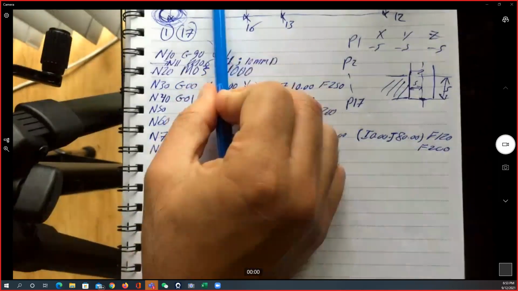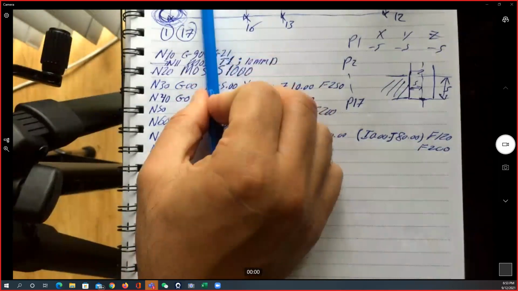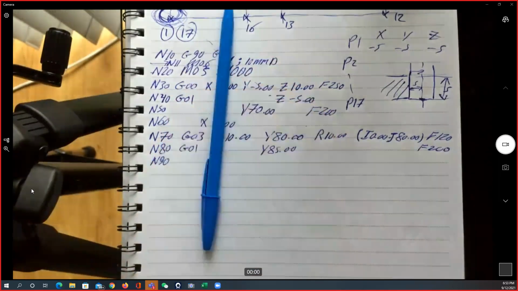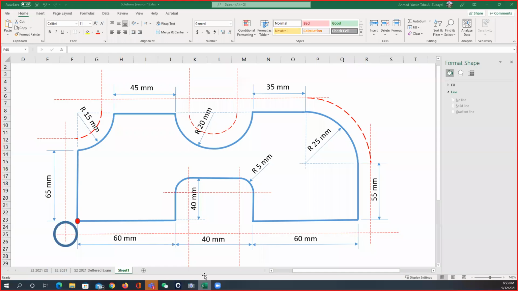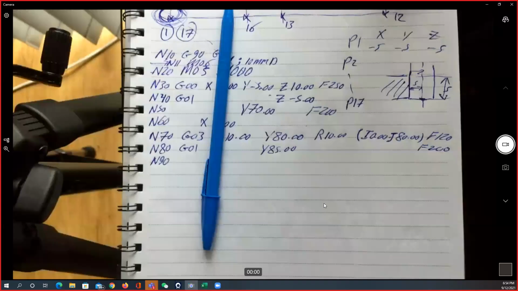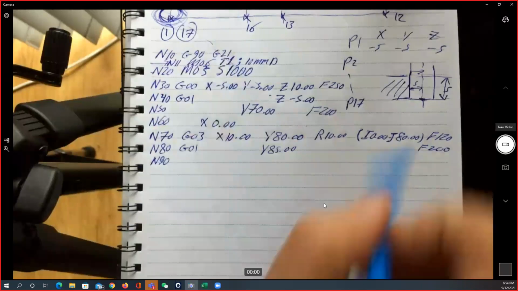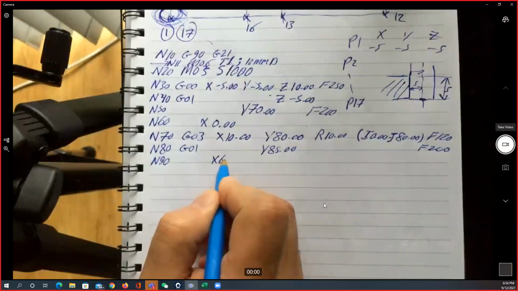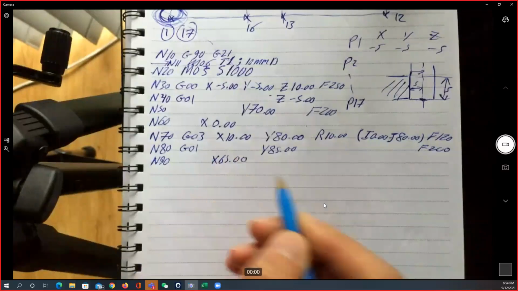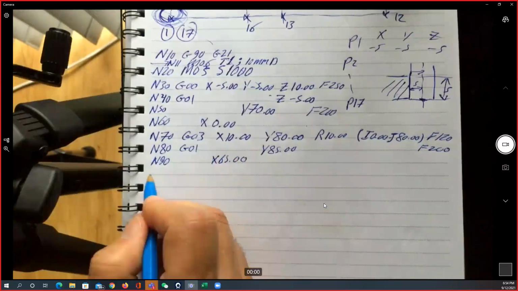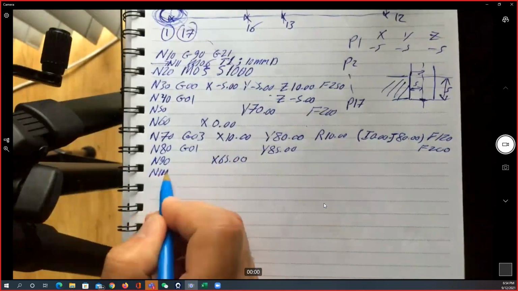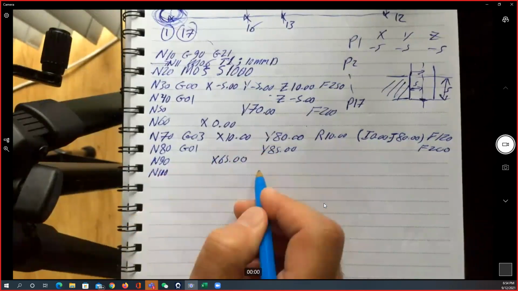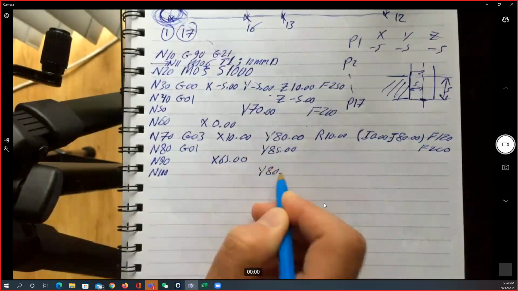Now, how much do I have here? I need to see the Excel sheet. Okay, so I'm going 60 plus 5, that's 65. So the X is 6500. Anything else? No. And N100. The X remains the same, the Y will be changed. We are going to go down by 5, so the Y is going to be equal to 80 millimeters.